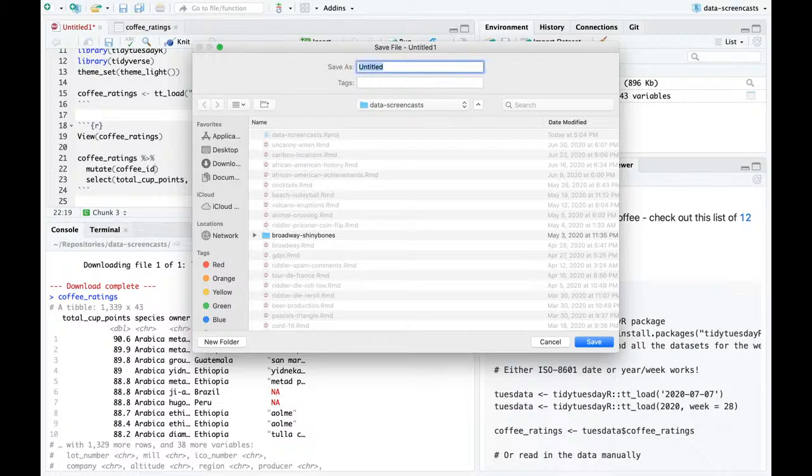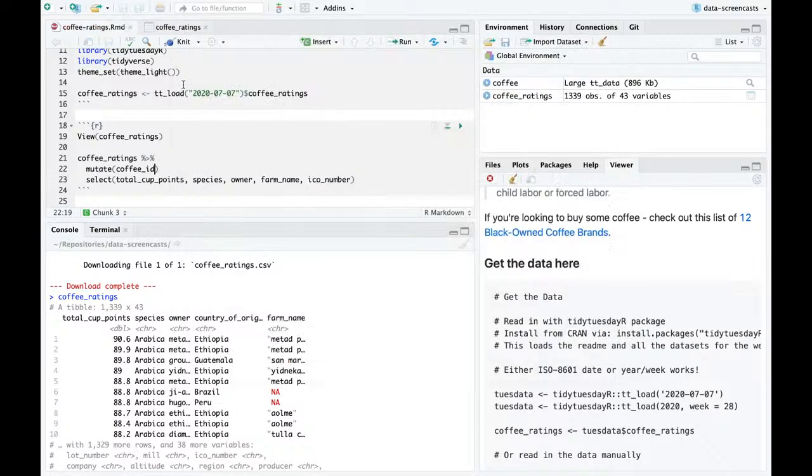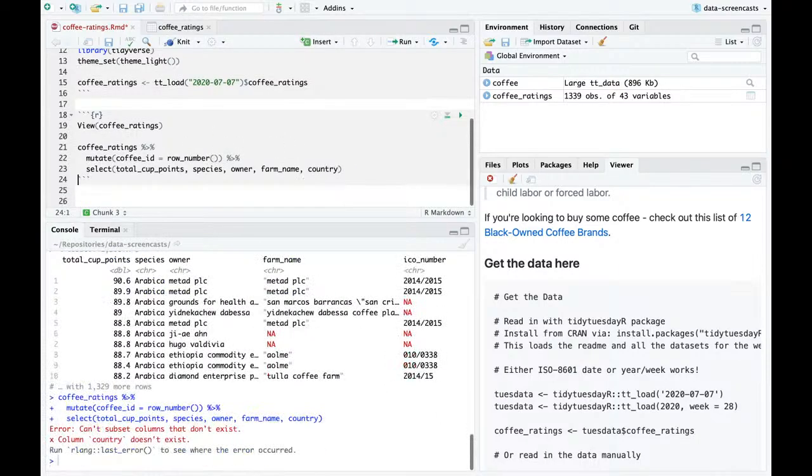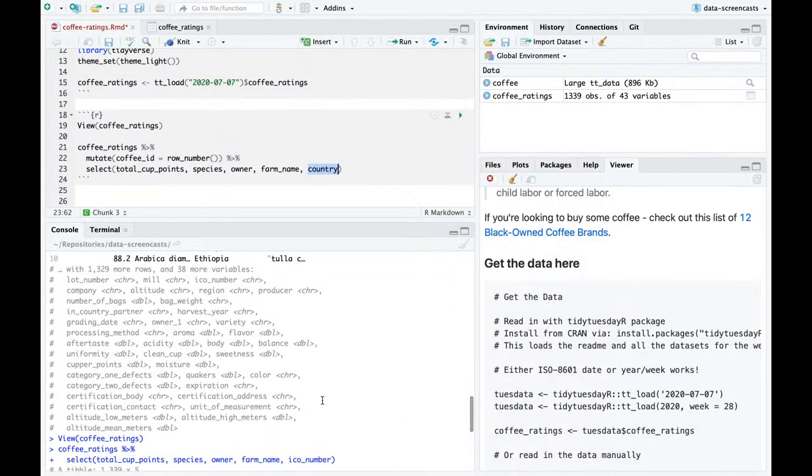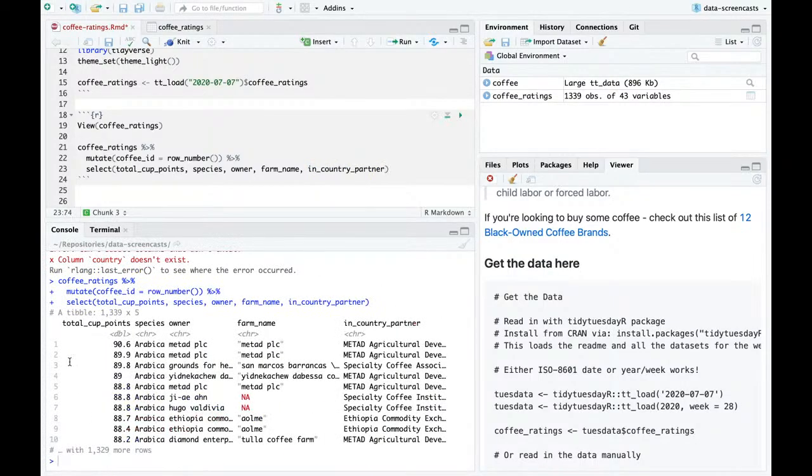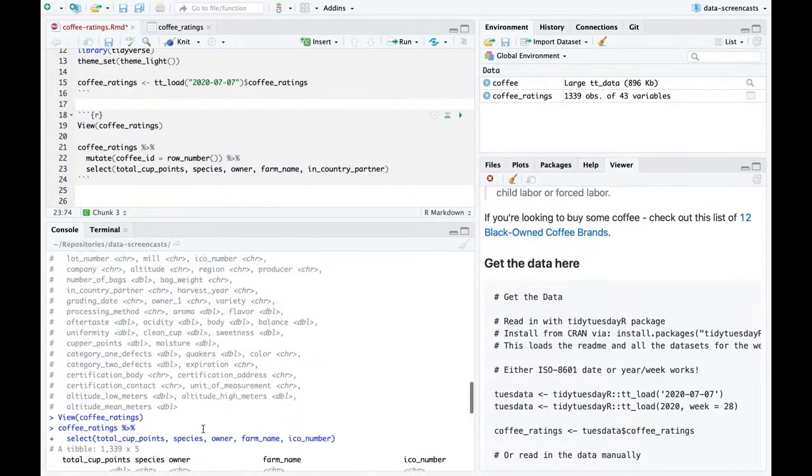Somebody reminded me, thank you, Dave Assinger, to save the file, coffee ratings.rb. All right. And row number, file name, country. These are some things. Oh, there's no country. There is region, but there isn't country. There's something in country, what is it? In country partner. That's not going to help. That's not going to help at all.